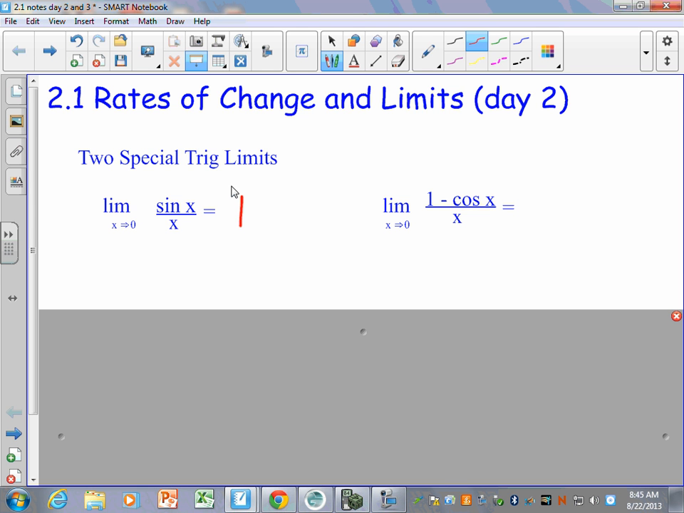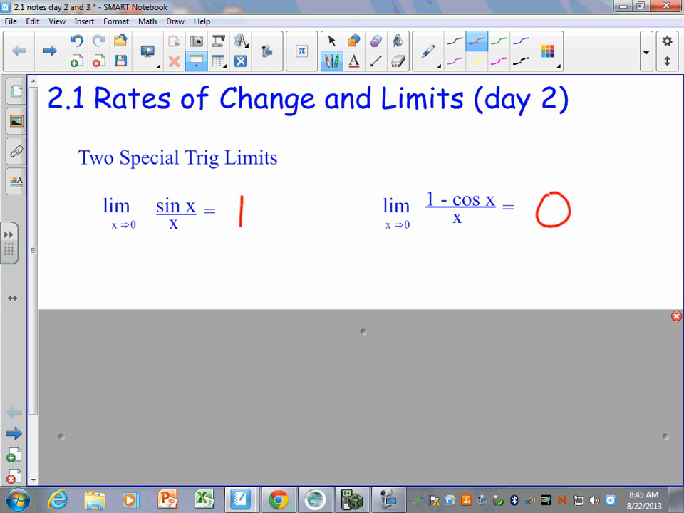And the same thing, we have this special cosine limit, and again, we could graph it, and we could use the graph to get our answer. The limit as x approaches 0 of 1 minus cosine x over x. And if we graph it, I'm not going to though to save time here, it's going to equal 0. It's not defined there, but the limit does equal 0.